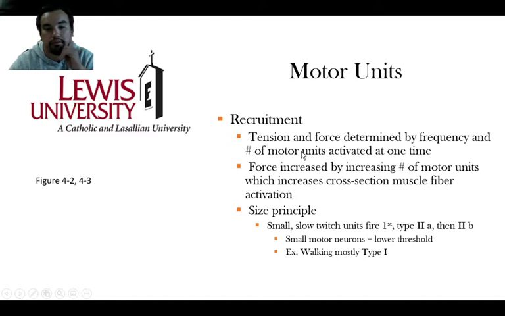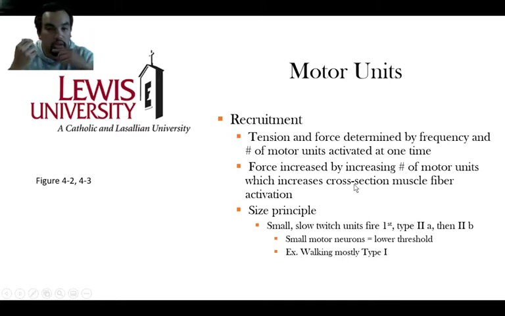Recruitment. Tension and force are determined by the frequency and the number of motor units activated at one time, right? So the more motor units that I'm able to activate, then that means I'm going to be able to create more tension and more force in that muscle or muscle fiber. So the force is increased by increasing the number of motor units, which increases the cross-section muscle fiber activation. So what we're looking at here is, as we recruit more muscle fibers or motor units to activate, we're going to increase the amount of muscle fibers we activate, which increases the total cross-section.